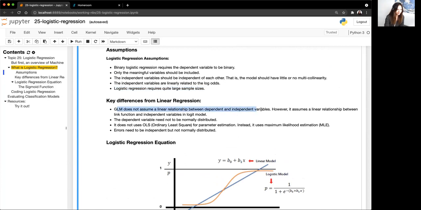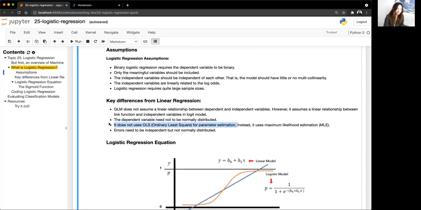Okay, so main differences. Again, not a linear relationship between the dependent and independent variables. However, there is a linear relationship between the independent variables and the logit model, which is basically what I was talking about, the log odds. We'll get to log odds in a little bit. The dependent variable doesn't have to be normally distributed. I mean, duh, it's just 0 or 1. You can't have that be normally distributed either.